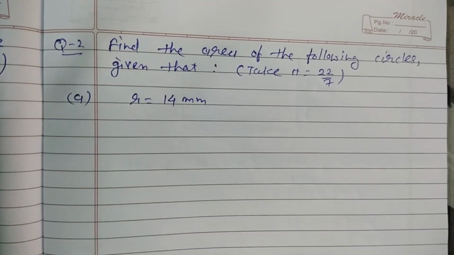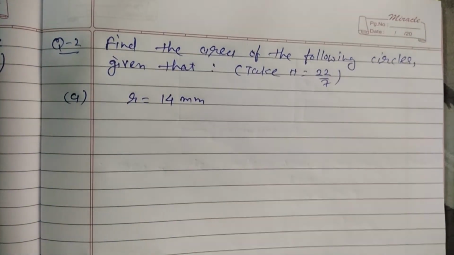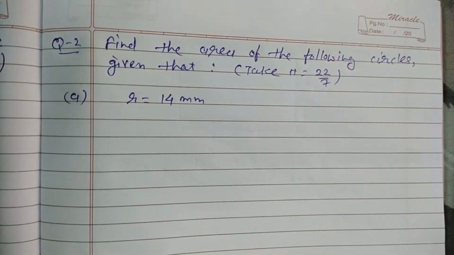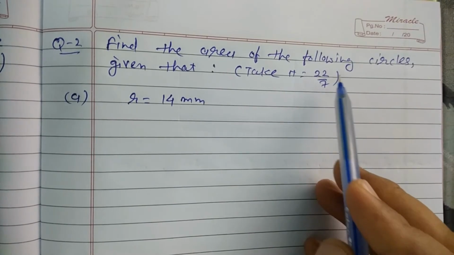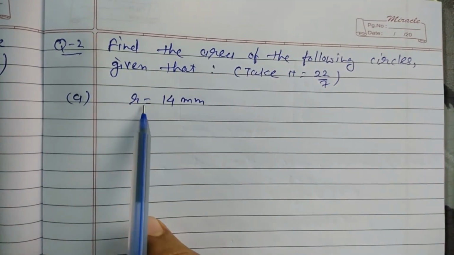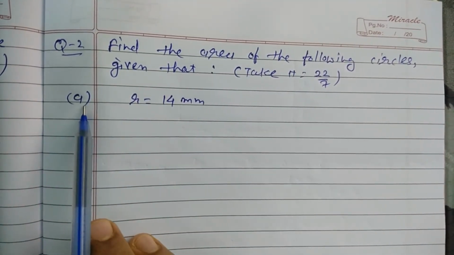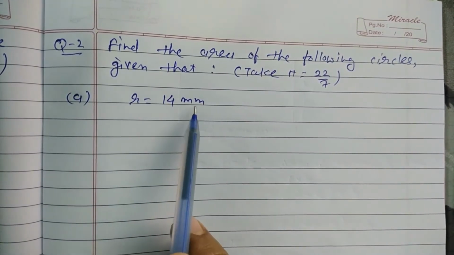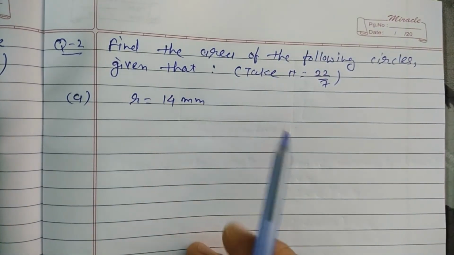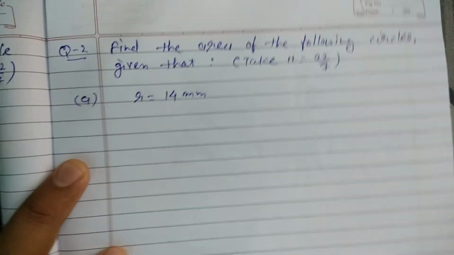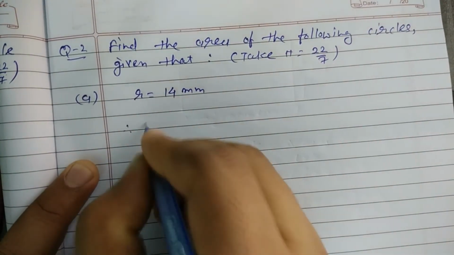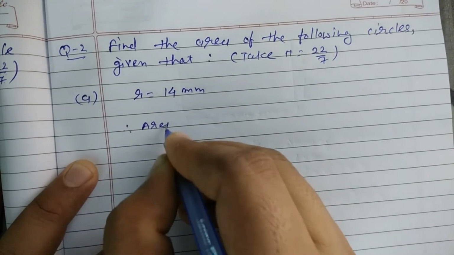Next, question number 2. Find the area of the following circles, given that we have to take pi equal to 22 by 7. What is given? Radius is given. Sum A: radius is equal to 14 millimeter, and we have to find the area of this circle having radius 14 millimeter. And therefore, what is the formula for the area of a circle?